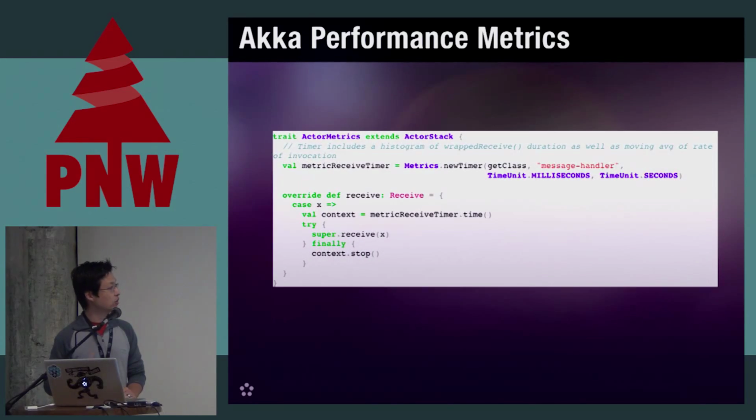And the way that the trait works is pretty simple. Again, this is a stackable trait. We define a new timer for the actor. And if you're not familiar with the metrics library, what a timer does is it allows you to measure the duration of a block of code, as well as it gives you frequency. So all we do is we wrap the receive in a try finally, and we start the timer, and then when it exits, we stop it. This gives us very interesting graphs.